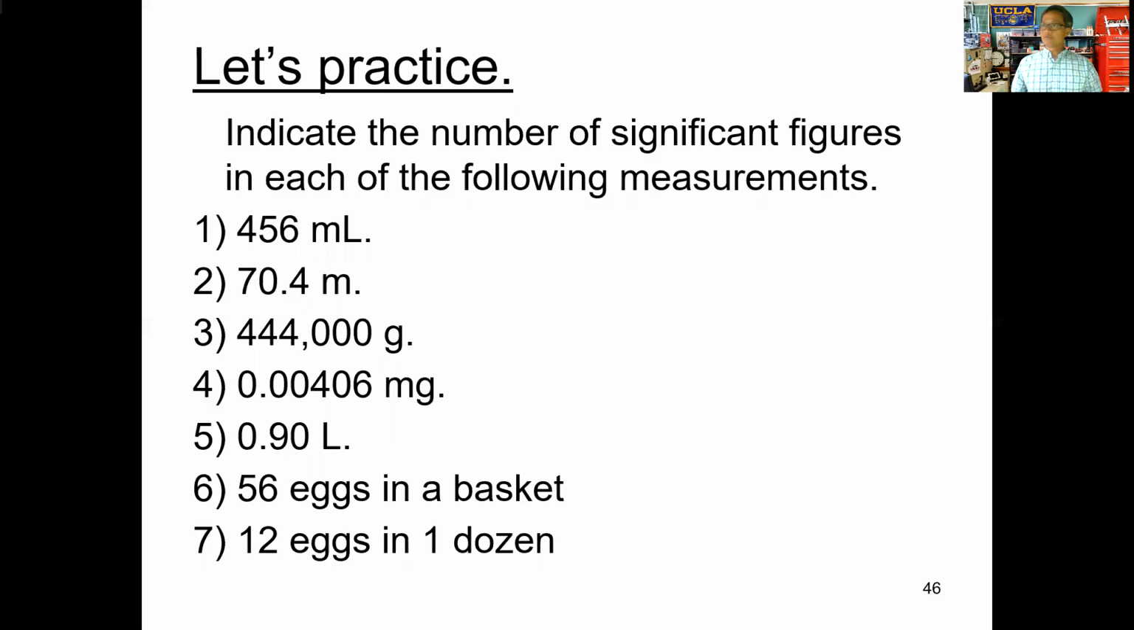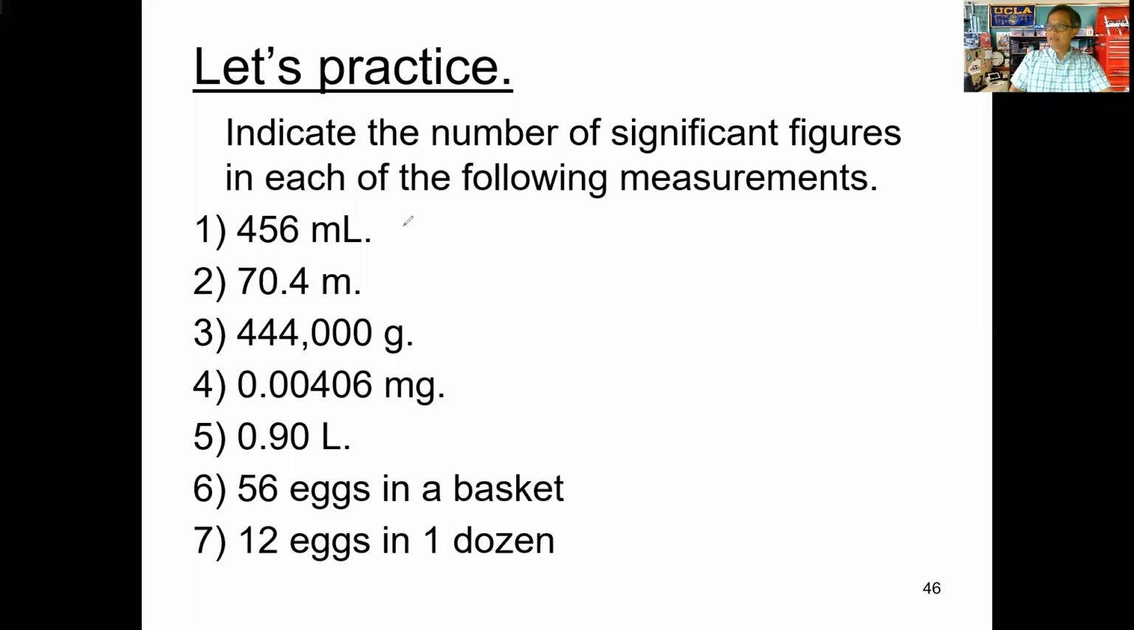For the first number here, we have 456. The measurement is 456 milliliters. Let's indicate the number of significant figures. 4, 5, and 6, all non-zero digits. According to rule number 1, that means that all of them are significant. We have then 3 significant figures in that particular number.